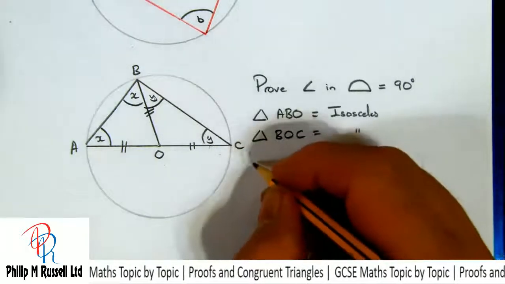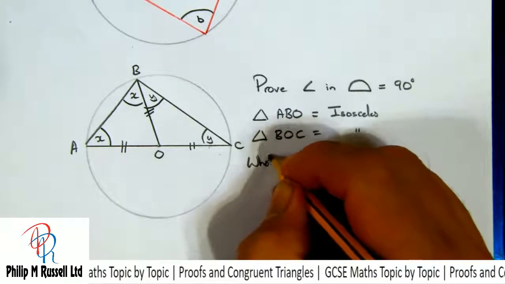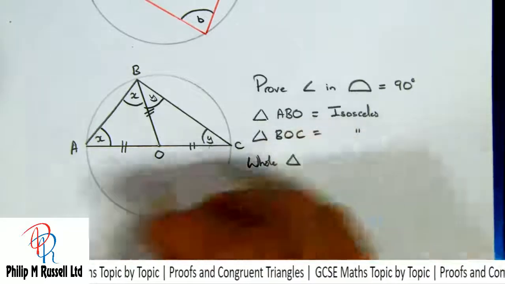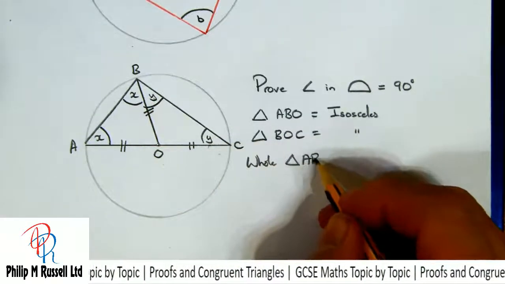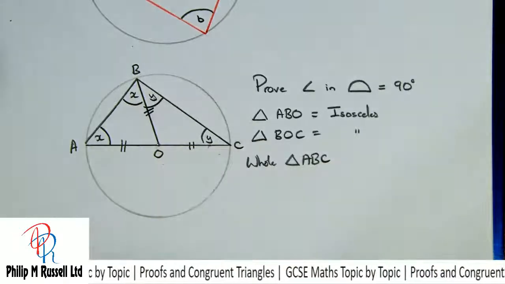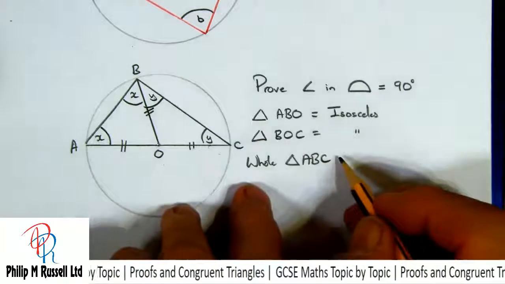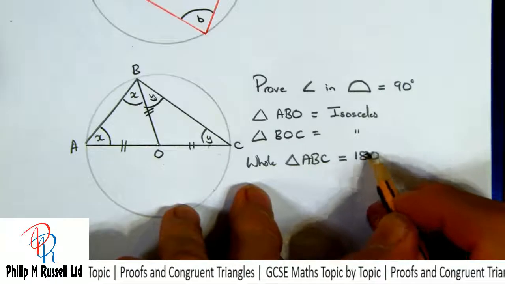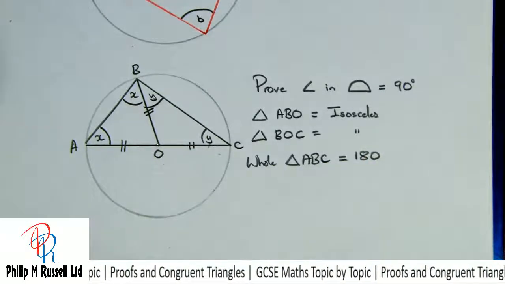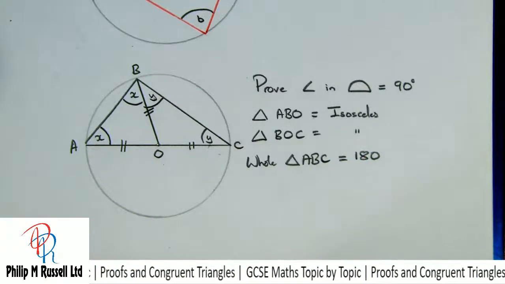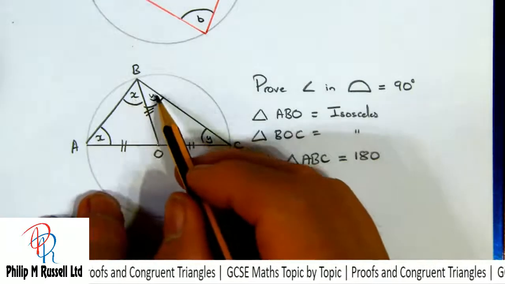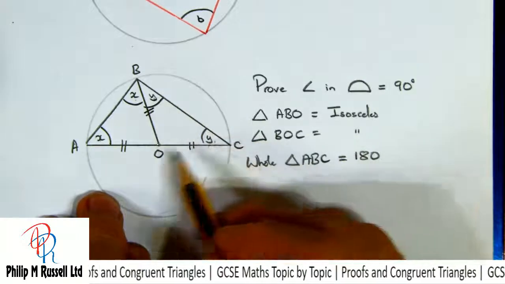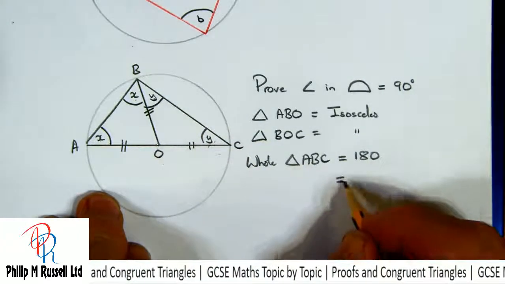Now let's look at the whole triangle. I'm looking at A, B, C. I know that the angles in ABC add up to 180 degrees. And I know that angle X plus angle X plus angle Y plus angle Y makes 180 degrees.